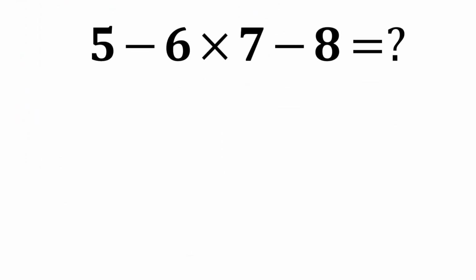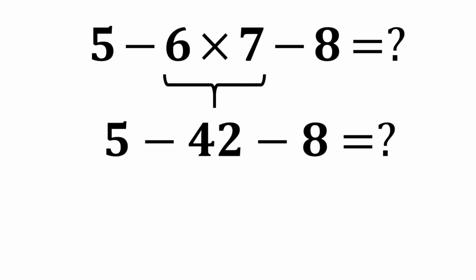The expression is 5 minus 6 multiplied by 7 minus 8. In this expression, we have 2 subtractions and 1 multiplication. According to PEMDAS, multiplication has a higher priority than subtraction, so we perform the multiplication first. 6 multiplied by 7 equals 42. The expression becomes 5 minus 42 minus 8.